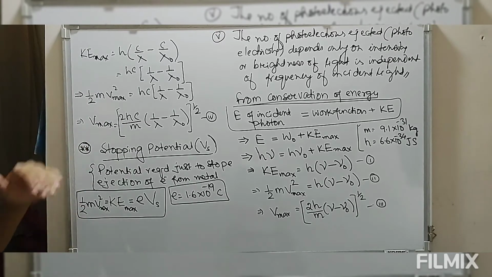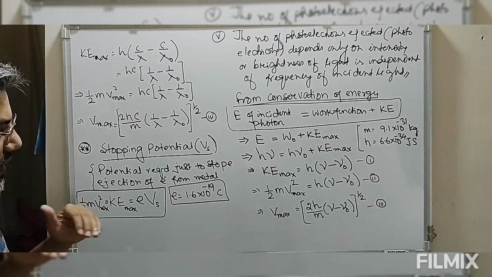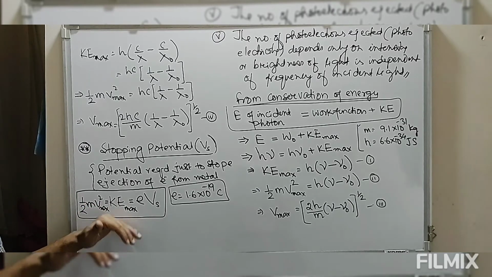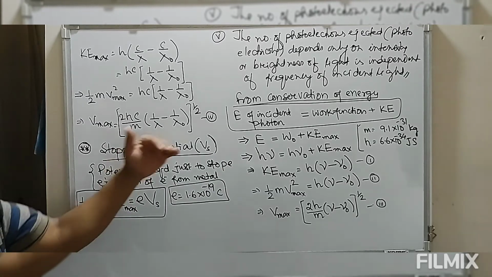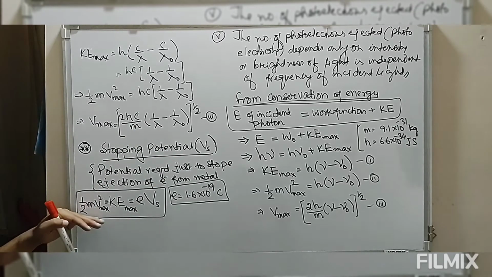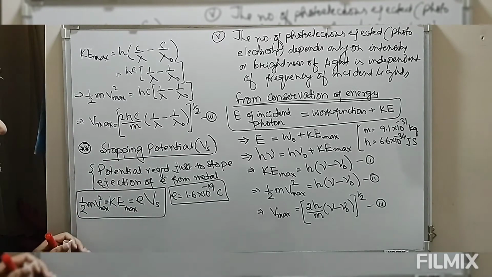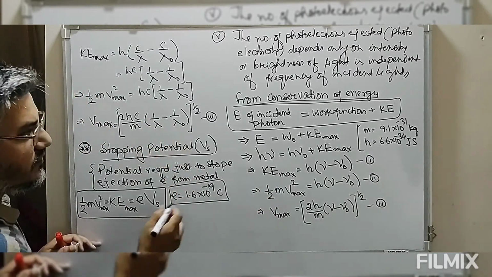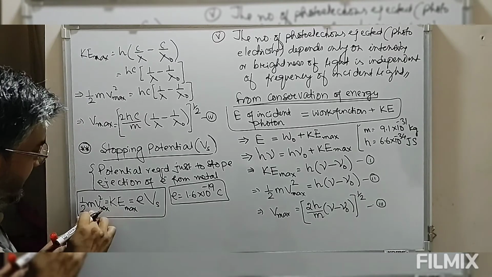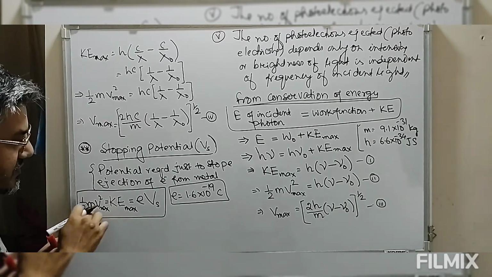So this is the stopping potential. Now look at this. We have this equation in various forms. In this form we can say we have this kinetic energy. So look at this equation from equation 1. Kinetic energy is equal to half mv square, which is equal to eV.